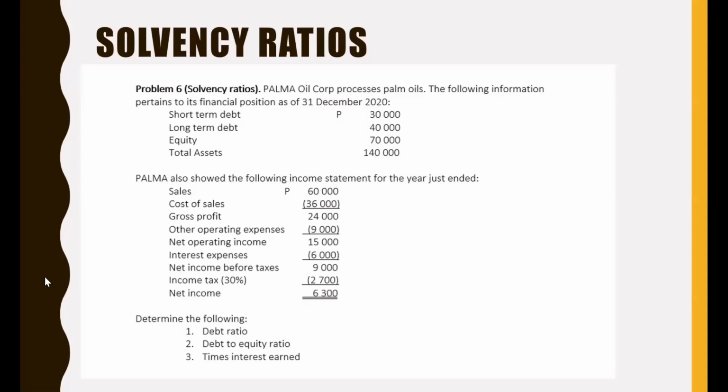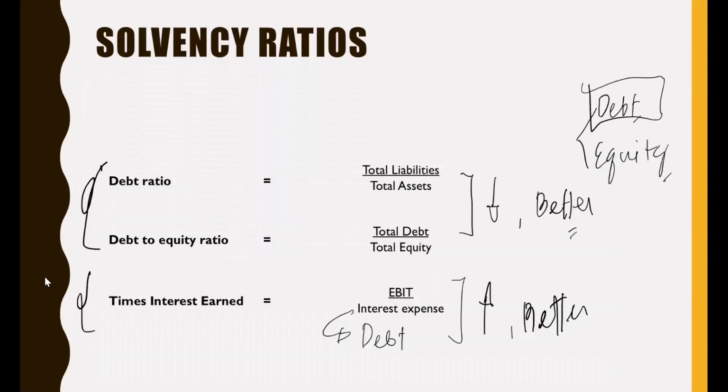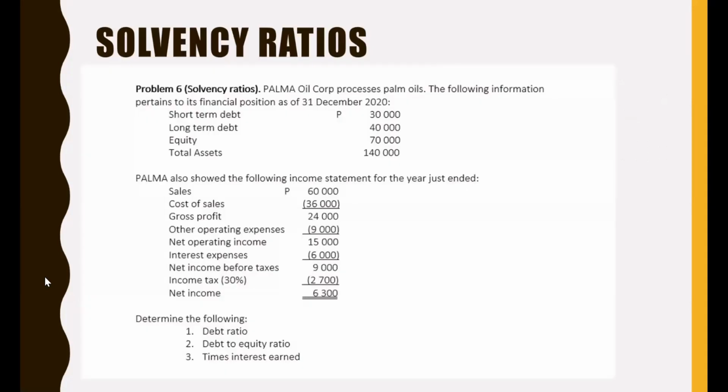Okay, so for debt ratio, what is the formula for debt ratio again? Total liabilities divided by total assets. Okay, so for this one, our total liabilities totaled 70,000. So if our total assets amounted to 140,000, the debt ratio is 70,000 over 140,000. So ilan yan? 70 divided by 140. So that's 50% or 0.5.